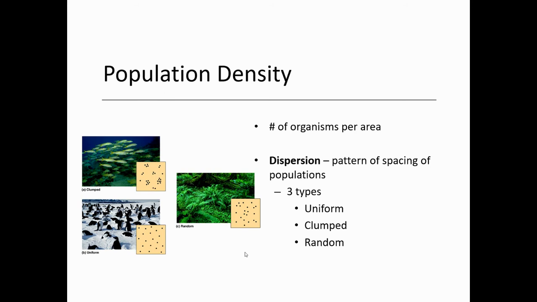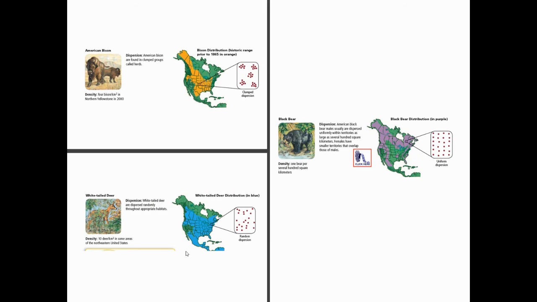And then we have uniform. These are territorial organisms. I love the penguins because they each have their little nest and they defend it. Or bears, something like that, will have this very uniform distribution. They're like, I cover this area, you stay over there. Here are just some other pictures of that as well.